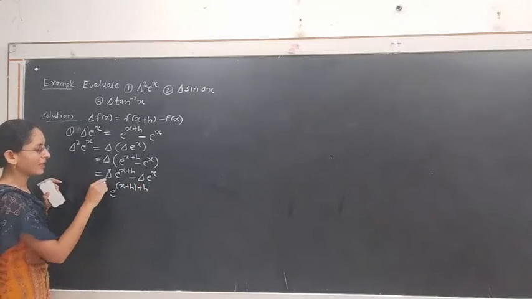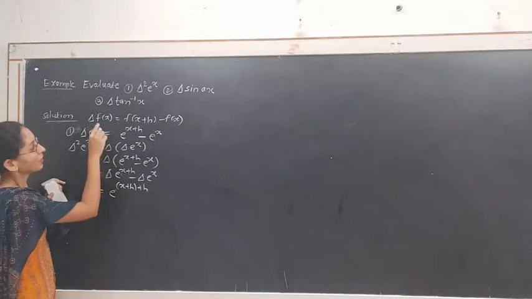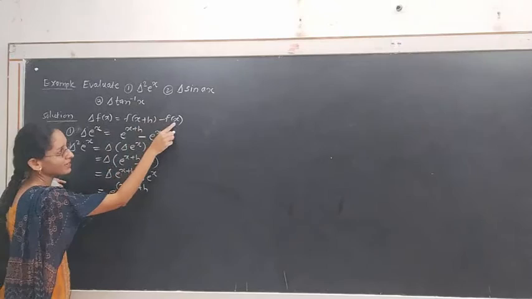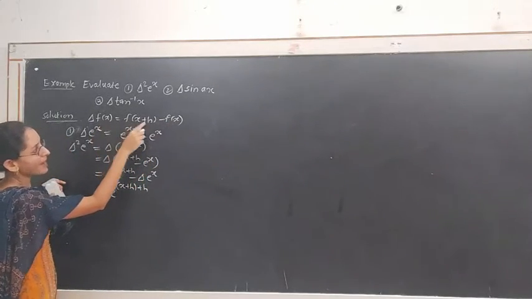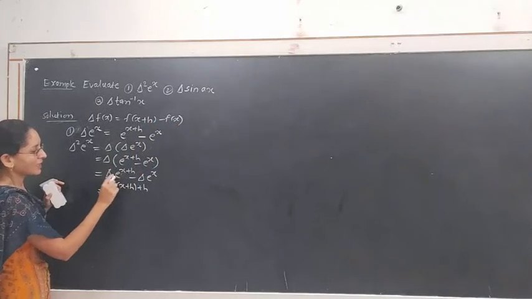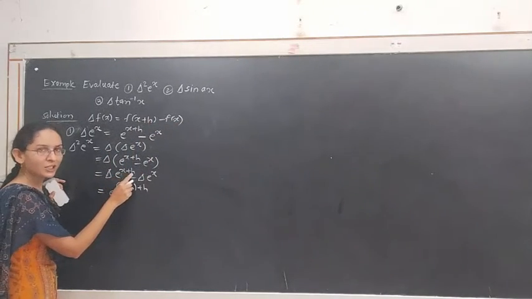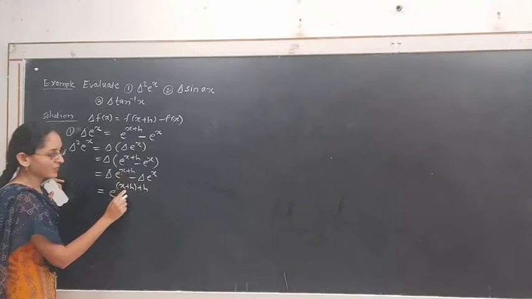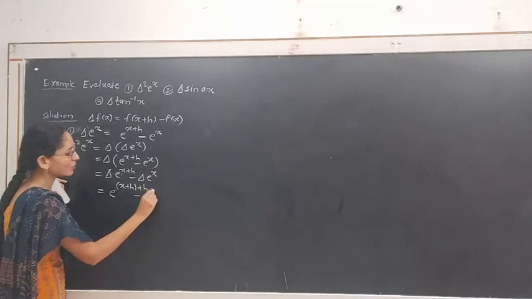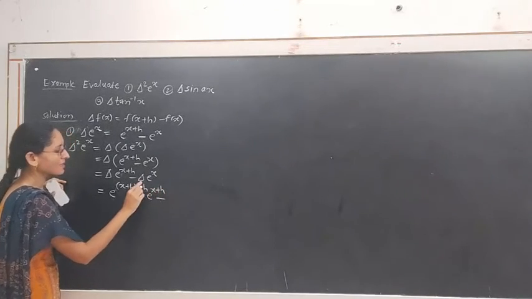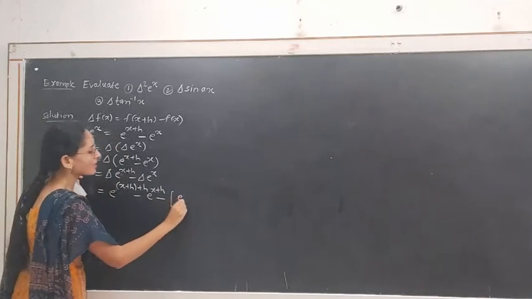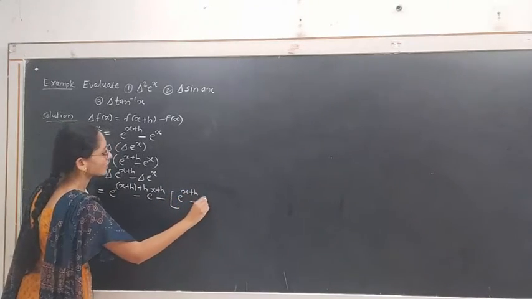We are finding del e raised to x plus h. If the value of del f of x is f of x plus h minus f of x, replace x by x plus h initially, then take minus f of x. Here f of x is e raised to x plus h, replacing x by x plus h, then minus this f of x value, which is e raised to x plus h. Minus this, del e raised to x is, we know this value, del e raised to x plus h minus e raised to x.